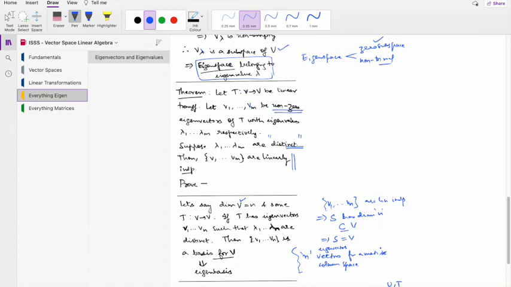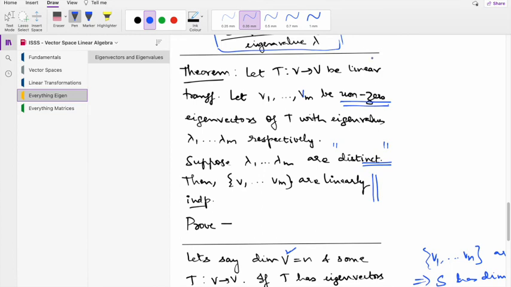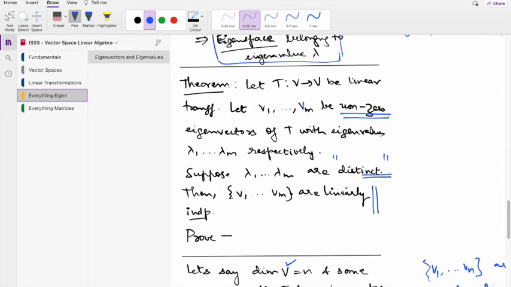If I have a transformation T, which is a linear transformation, and V1 to Vm are non-zero eigenvectors of T with eigenvalues lambda 1 to lambda m respectively, and if we see that lambda 1 to lambda m are distinct, then V1 to Vm are linearly independent. Okay, so we'll do this theorem in the next class.